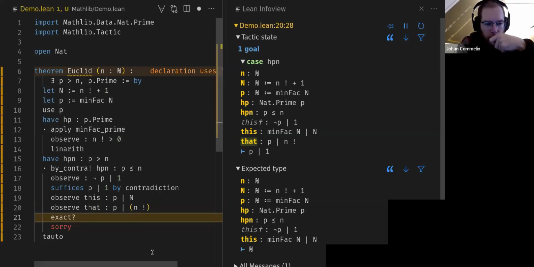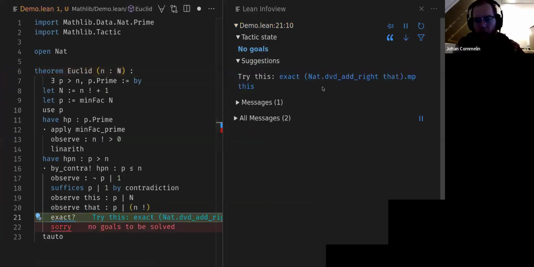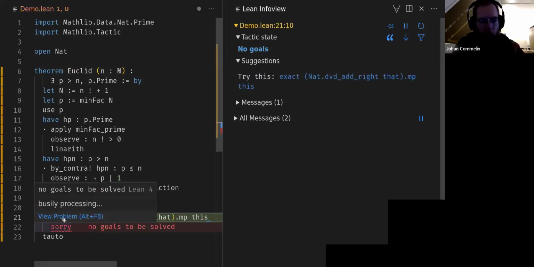And for some reason, my laptop is a bit slow. I guess there's some other program running in the background. I expected it to be finished 10 seconds ago. Let's see. Ah, there you go. Okay, so it found a little lemma in the library. We click on it, and now it's happy.